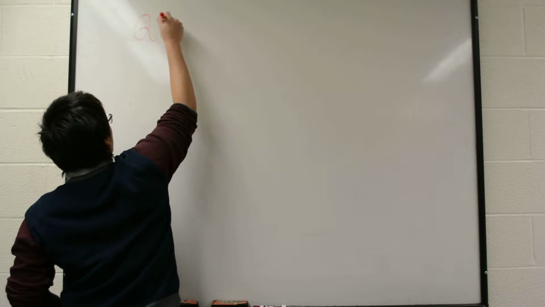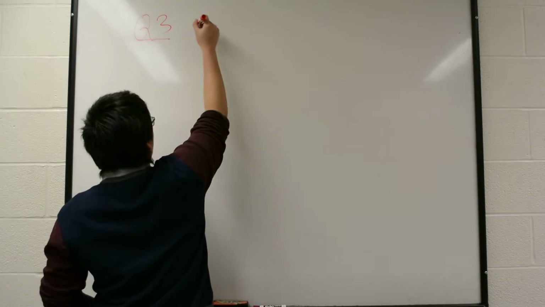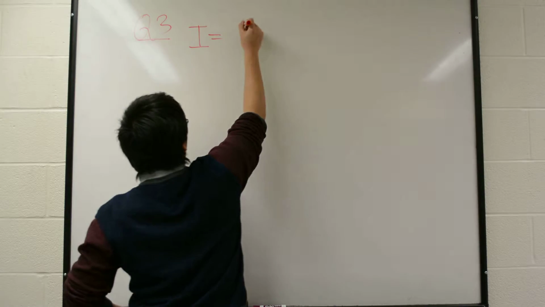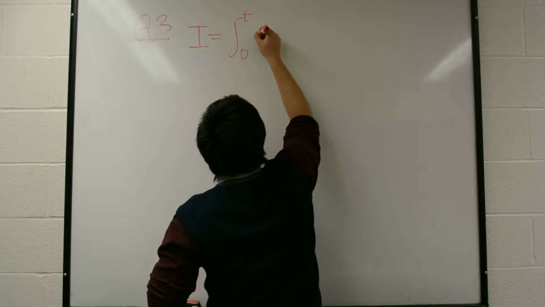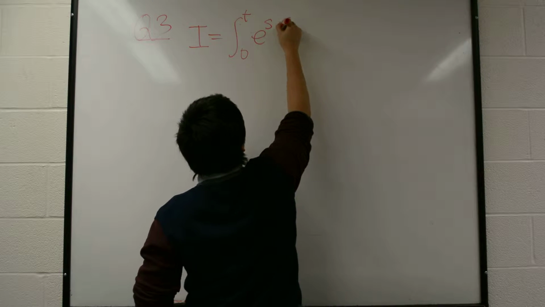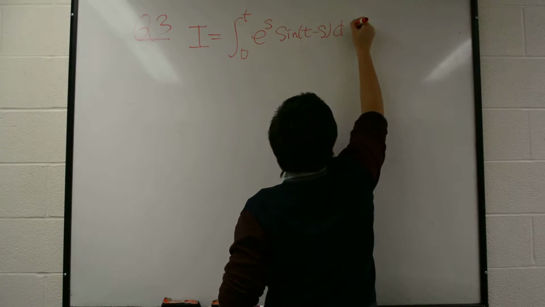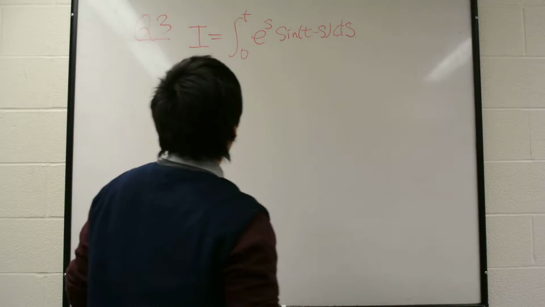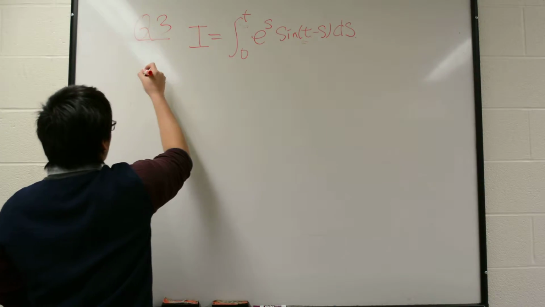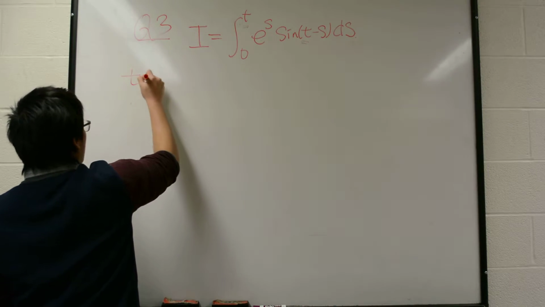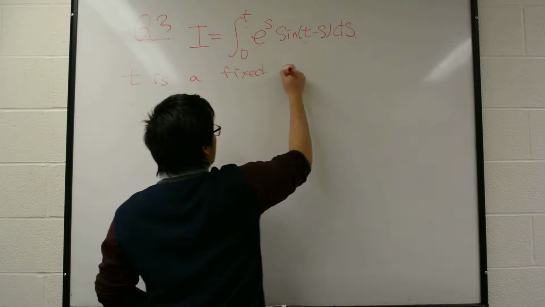Question 3. We are trying to integrate the integral from 0 to t of e to the s sine(t minus s) ds. So here t is a fixed constant.